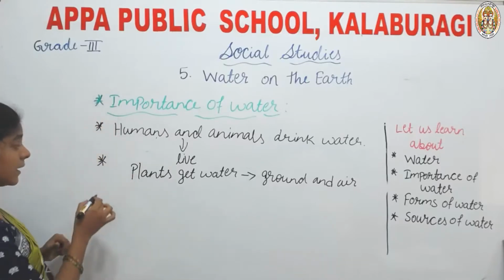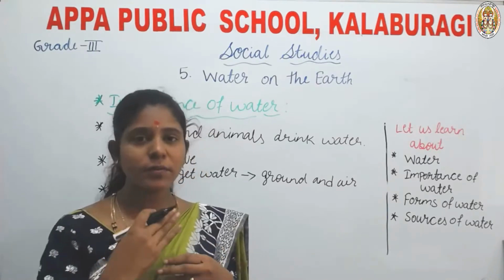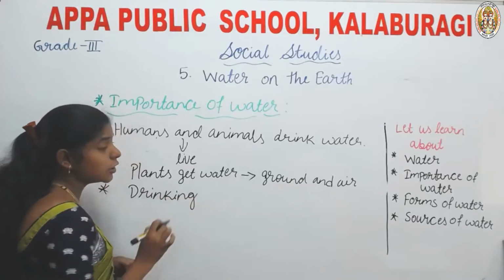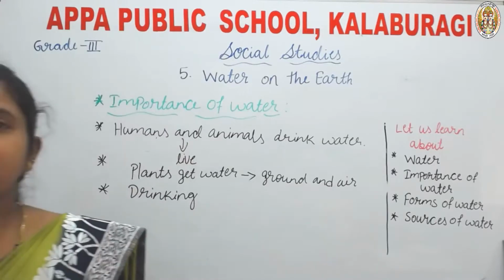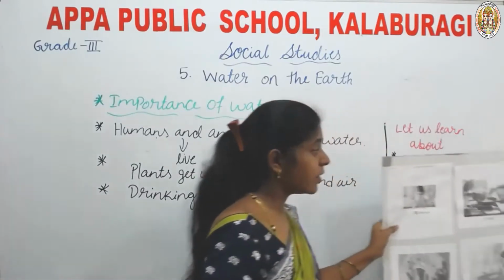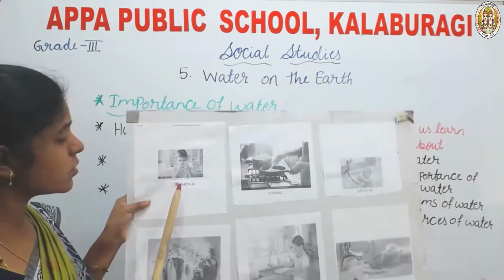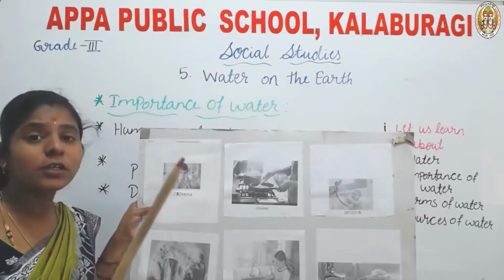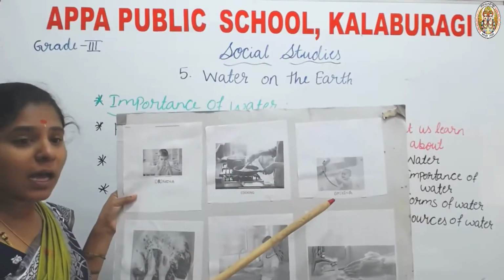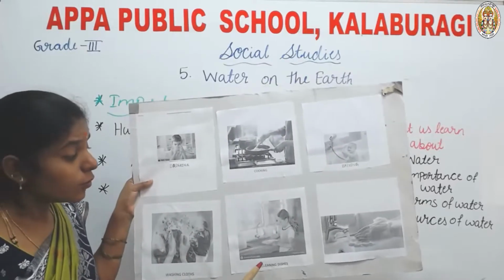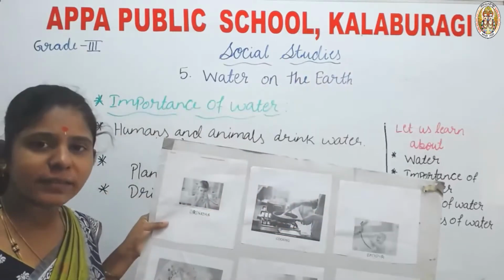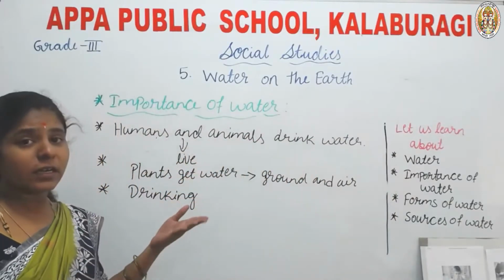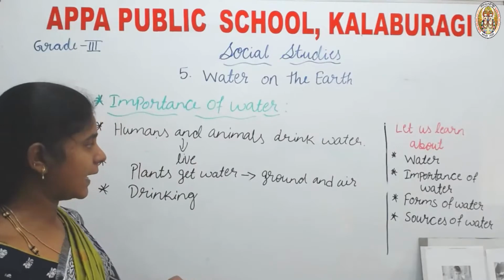Apart from drinking, water is used for what? Children, we don't only use water for drinking. We use water for cooking, bathing, washing clothes, washing dishes, hand washing, cleaning the house, washing our cars, and many other activities.